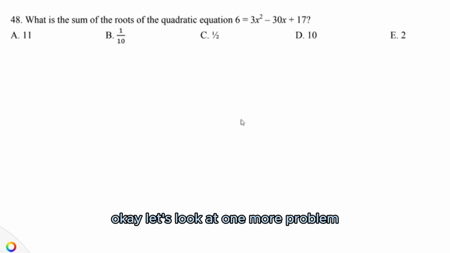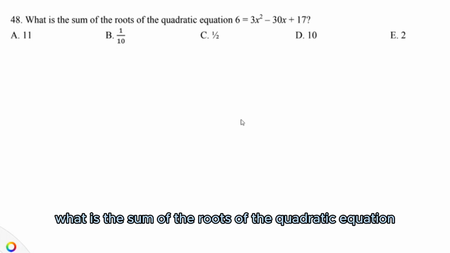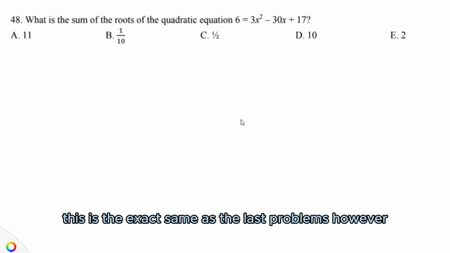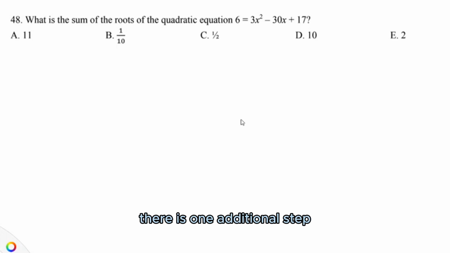Okay, let's look at one more problem. What is the sum of the roots of the quadratic equation 6 equals 3x squared minus 30x plus 17? Okay, this is the exact same as the last problems. However, there is one additional step.